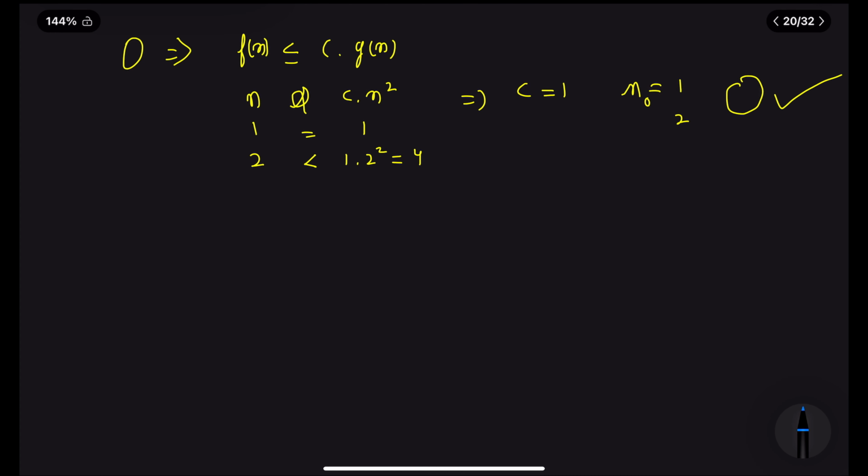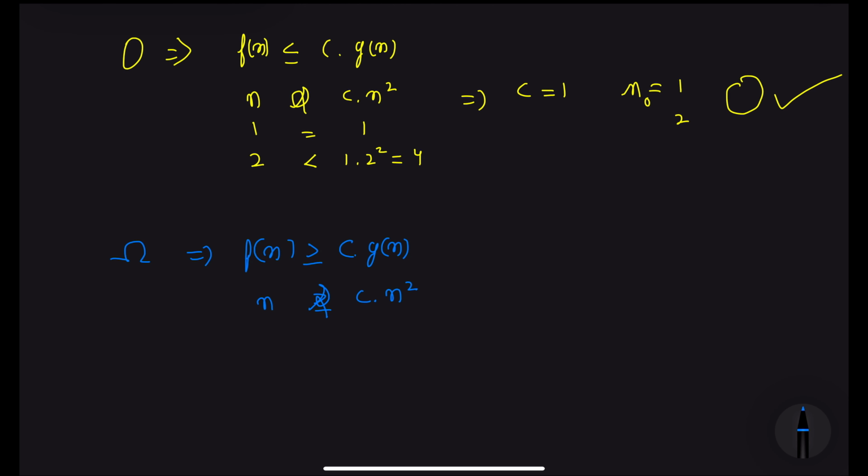So for omega, f(n) should be greater than or equal to c times g(n). So f(n) is n, and c times g(n) will be c times n square.